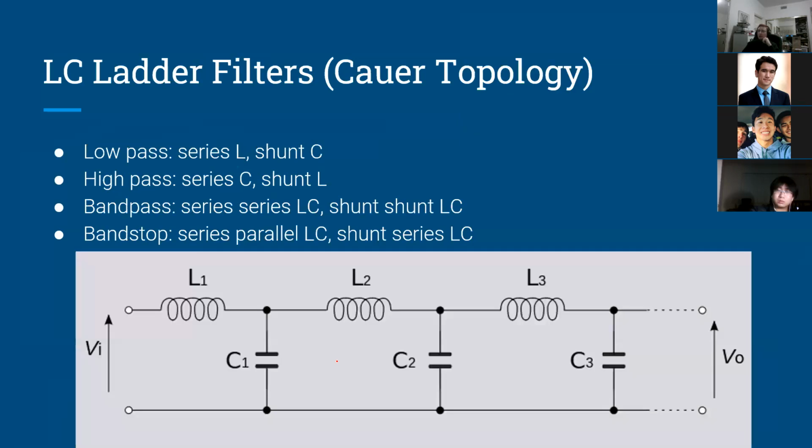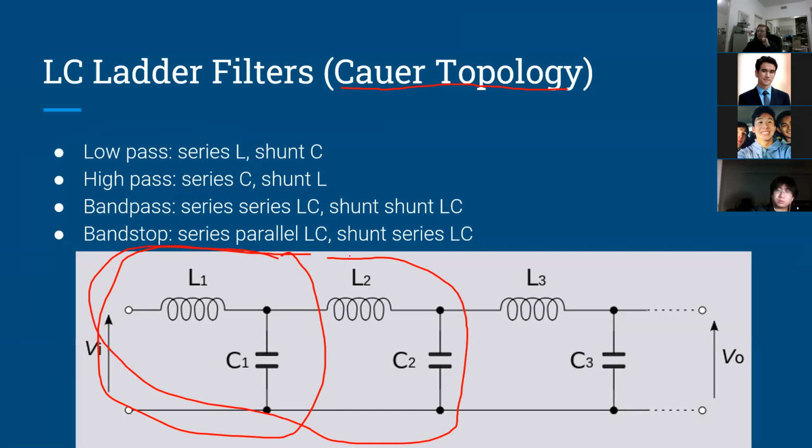Okay, so how do we actually implement these filters? Well, the most common way is called a ladder filter, also known as the Cauer topology. What you do is you have a series reactive element, a shunt reactive element, followed by another series reactive element, a shunt reactive element, and so on, for however many you need to create your filter. So for a second order filter, I just have these two. For a fourth order filter, I have these. And for a third order filter, I have these 3.